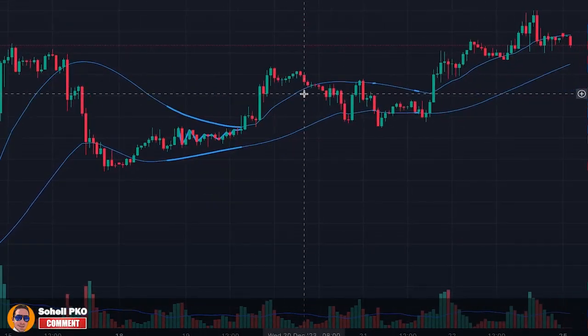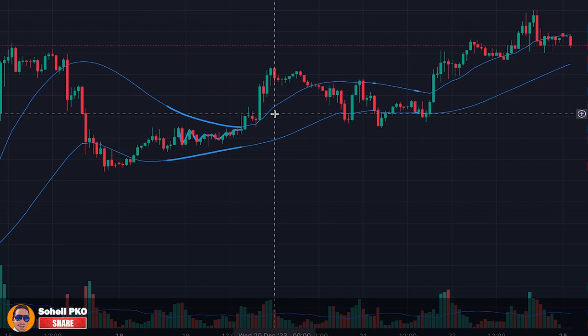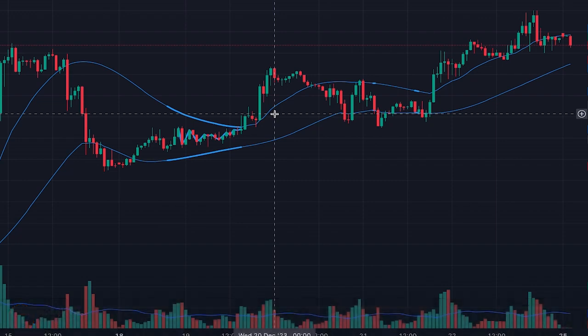So if you're going to use this indicator for identifying contraction areas in the market, you must use it in conjunction with volume and also price action analysis so you can find the best trading opportunities in the market.